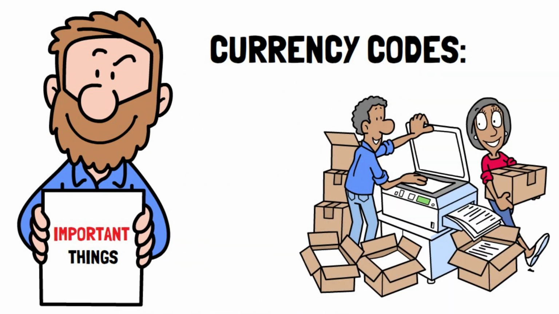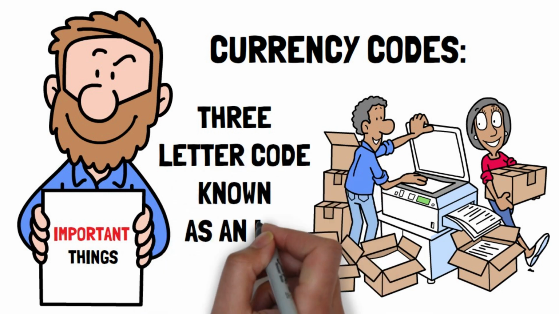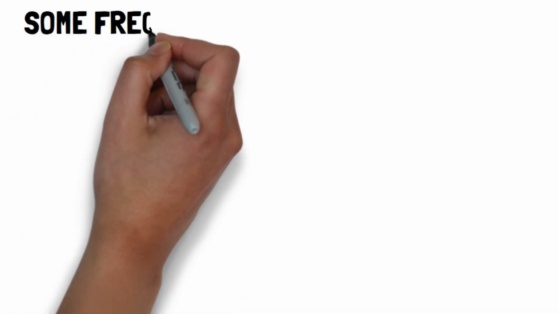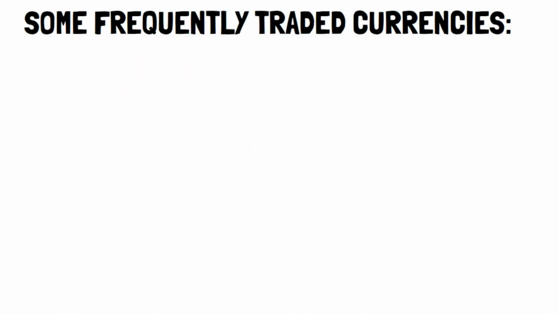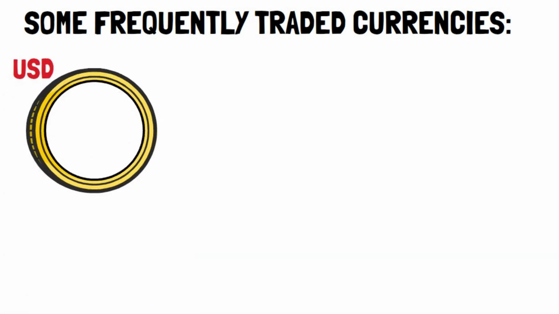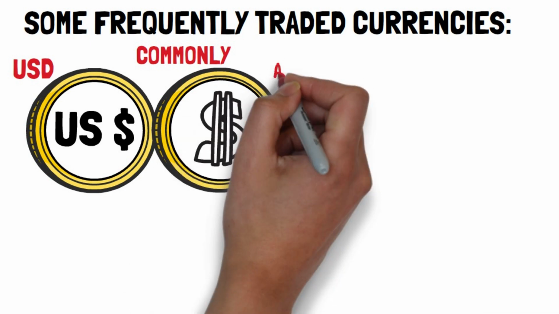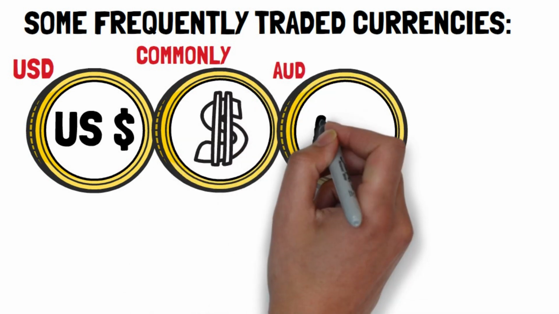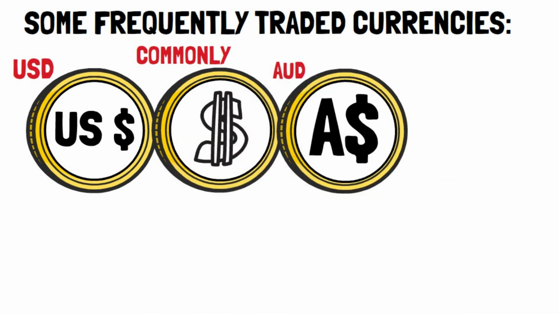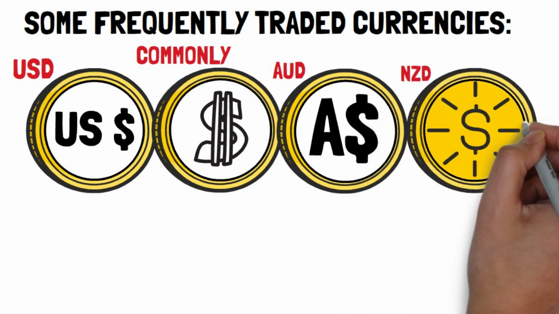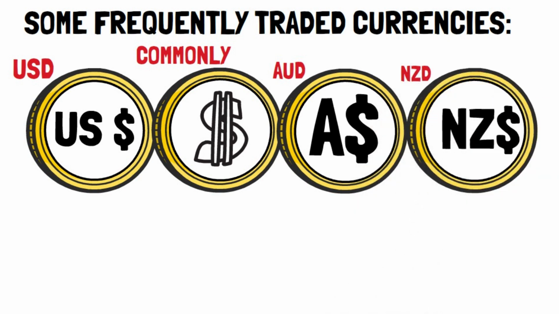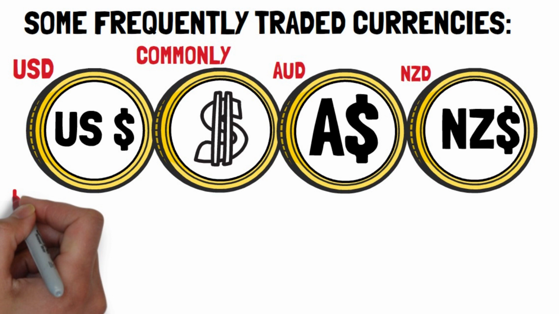Currency codes. Every currency is identified by a three-letter code known as an ISO code. Here are some frequently traded currencies. USD represents the US dollar, commonly referred to as the dollar. AUD stands for the Australian dollar, also known as the Aussie. NZD denotes the New Zealand dollar, also referred to as the Kiwi.